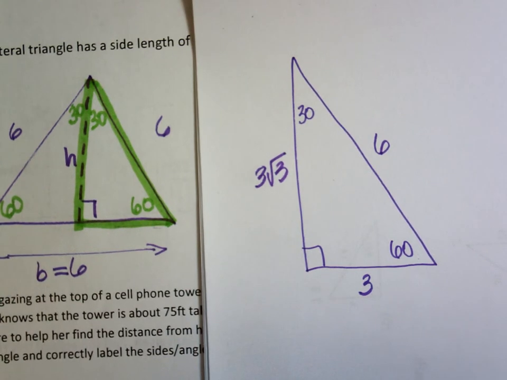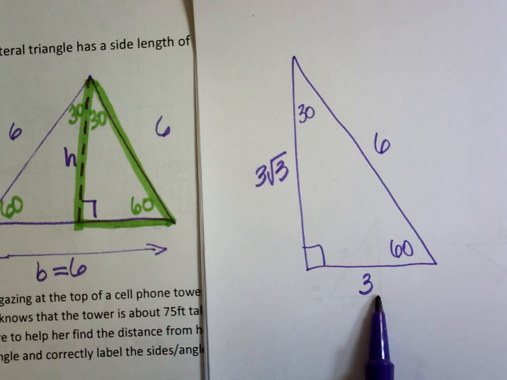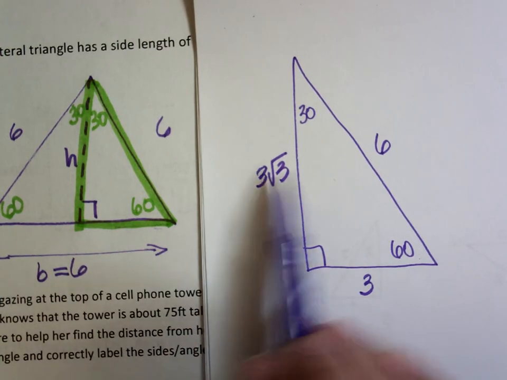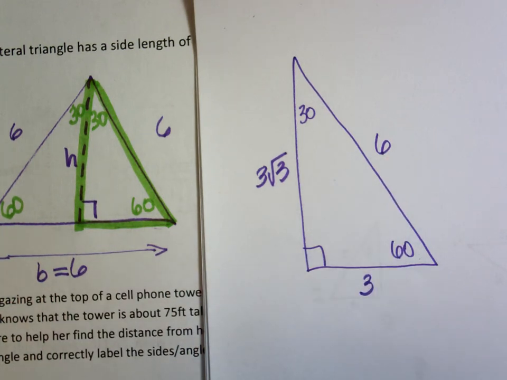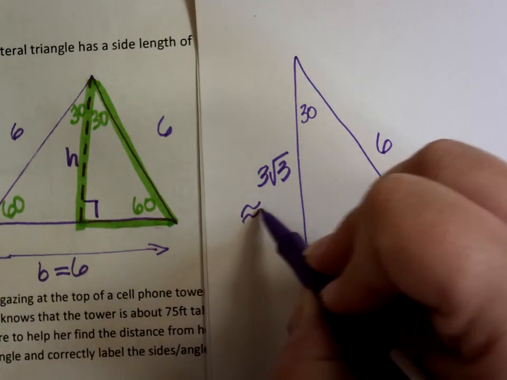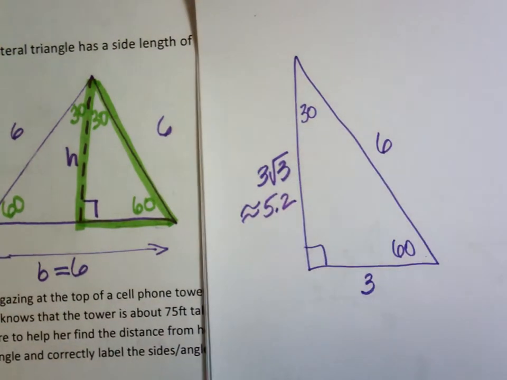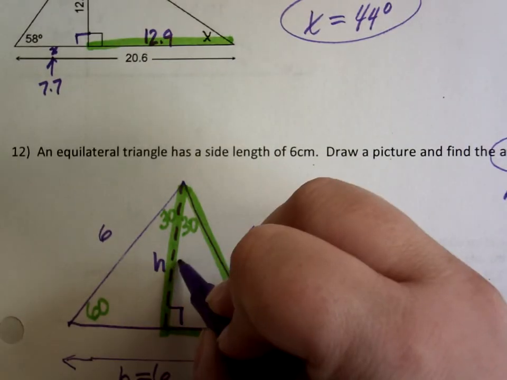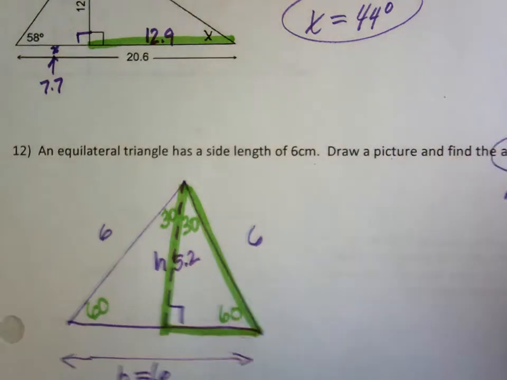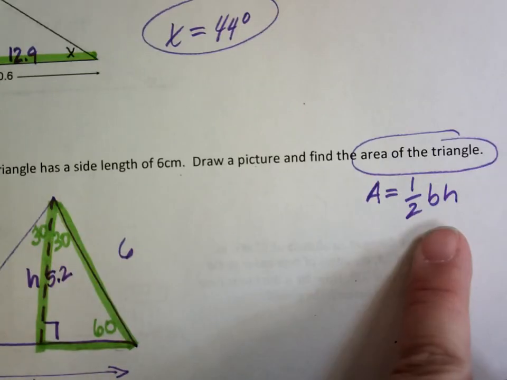If you don't like using 30, 60, 90 rules, you could use Pythagorean theorem. 3 squared plus x squared equals 6 squared. You'll end up subtracting, and you'll still get the same thing. You could also use cosine or sine or tangent. You could use a lot of different things to get this. This is approximately 5.2. So the height of my triangle is about 5.2. And that's what I need to plug in here.